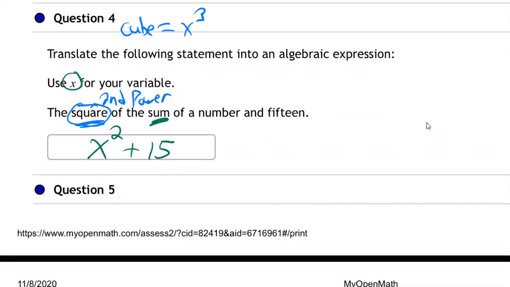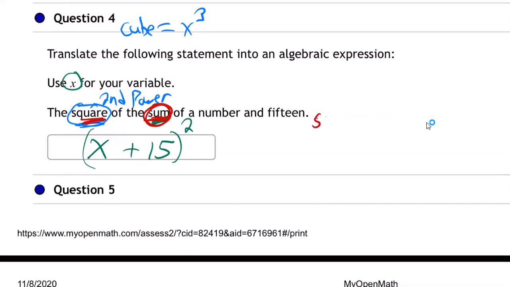Why not? Because it's asking you to square the sum, so whatever you get with adding the two numbers, and you square that. Good, exactly. So how do I write that? Where do I put the square then? It would be x plus 15 in parentheses, and then you square it. Beautiful. Is everybody seeing that's true to the words? It's squaring the sum, not just the number.